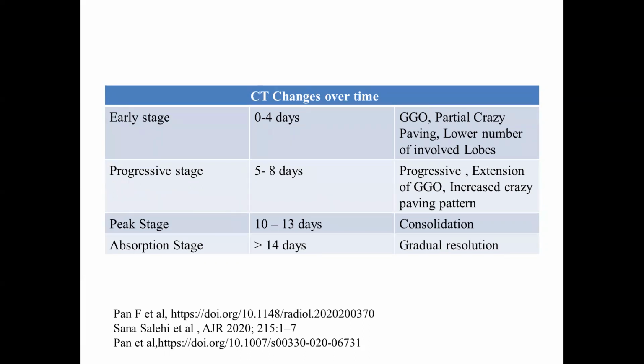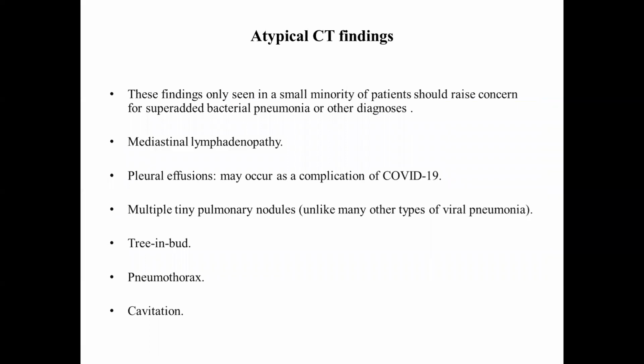Progressive stage, that is 5 to 8 days: progressive extension of GGO and an increased crazy paving pattern. In the peak stage, seen in 10 to 13 days, consolidation is seen. In the absorption stage, more than 14 days, there is a gradual resolution of the imaging features and opacities.